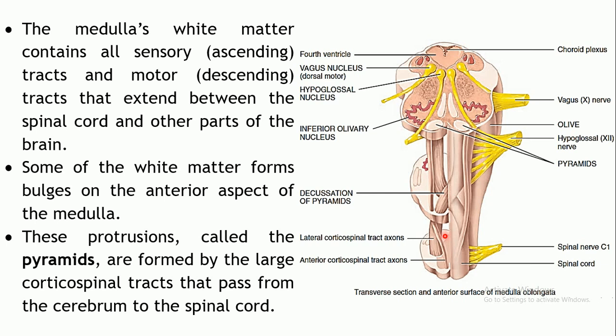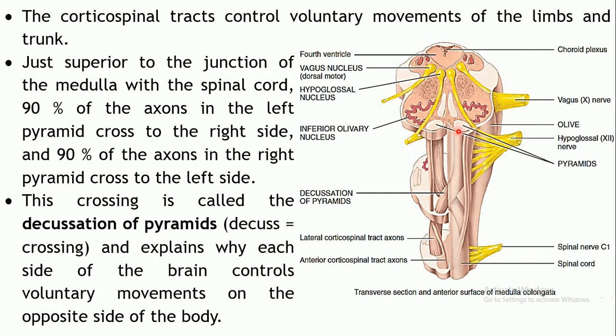Okay, so coming back to the medulla. These pyramids of the medulla mainly consist of the axons of these corticospinal tracts, as you can see. Now what is the function of this corticospinal tract? That's to control the voluntary movement of the limbs and the trunk. Now there is one speciality with these tracts in these particular pyramids. It's something which is happening over here, as you can see.